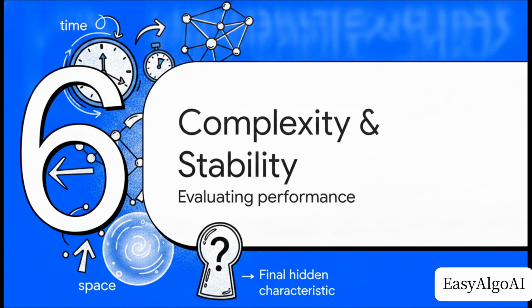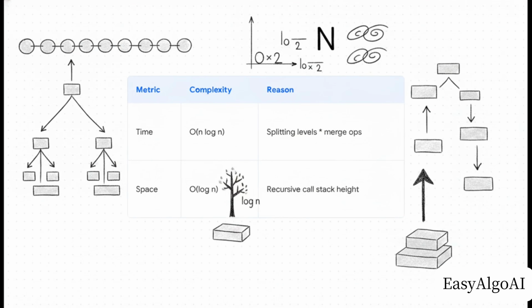And finally, section 6, complexity and stability. Let's talk performance. Our time complexity sits at a highly efficient big O of n log n. The logic here is pretty ironclad. Every single time we split the list in half, we create another level in our execution tree. Having a dataset of size n repeatedly yields log base 2 of n levels. At each level, we merge all n nodes back together. So log n levels multiplied by n work per level gives us that sweet O of n log n time.